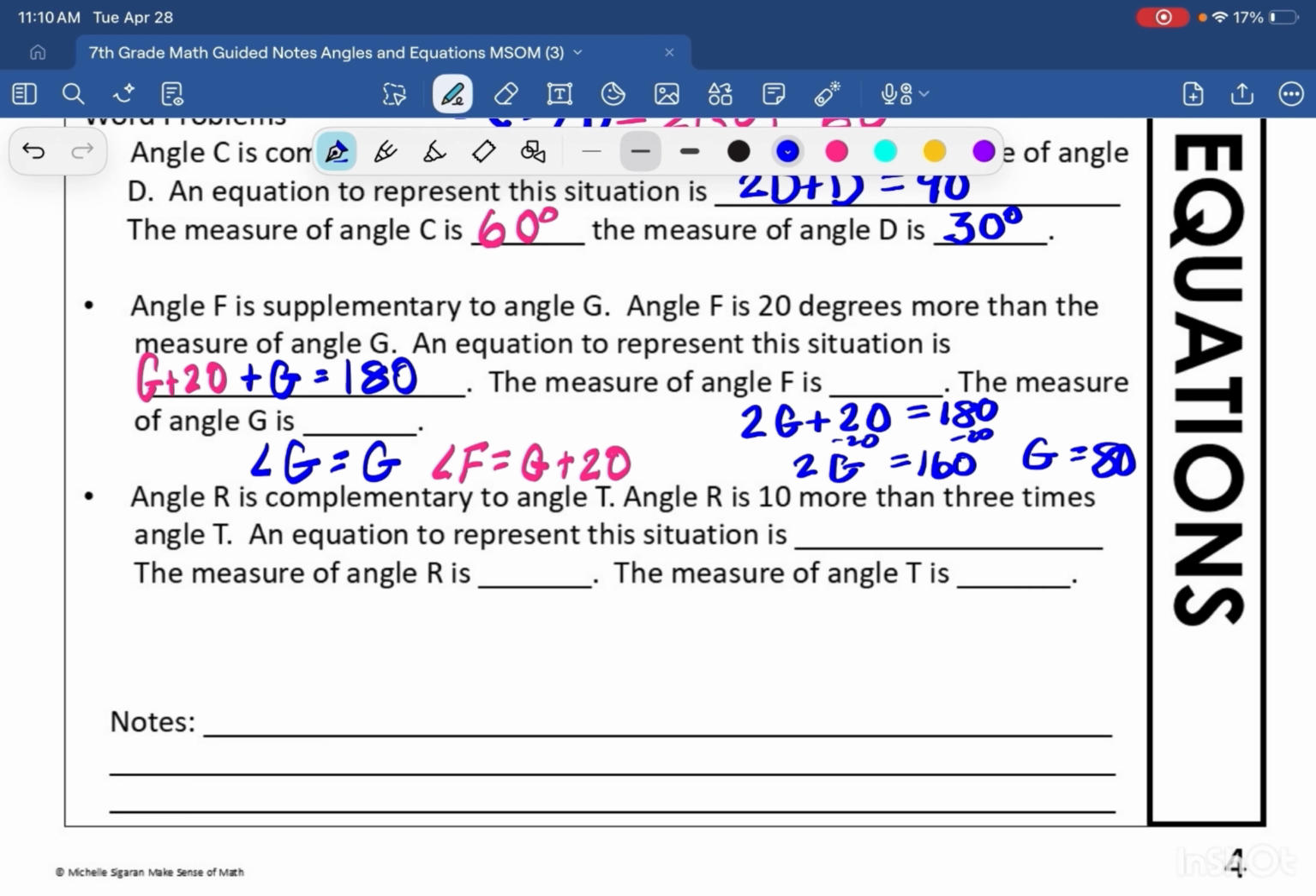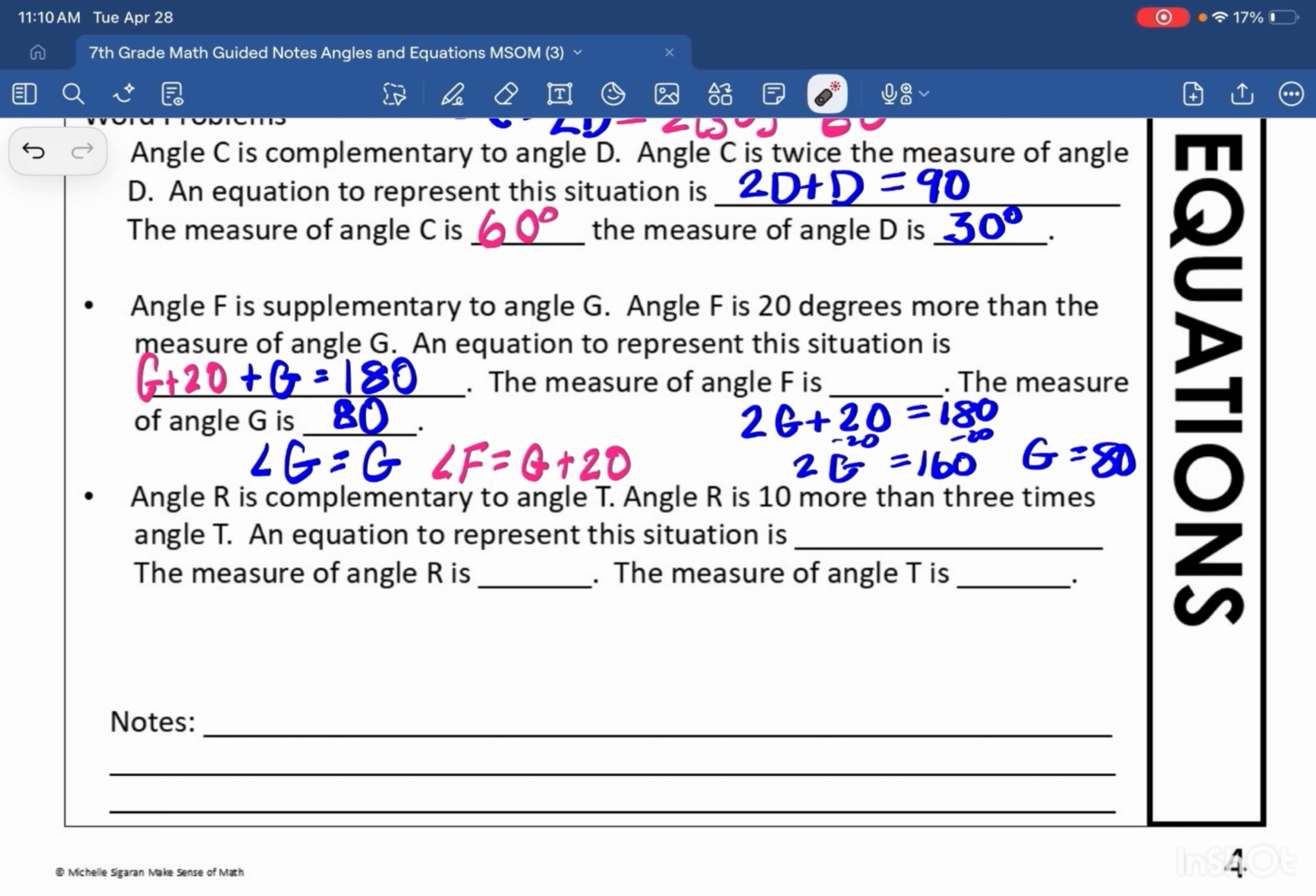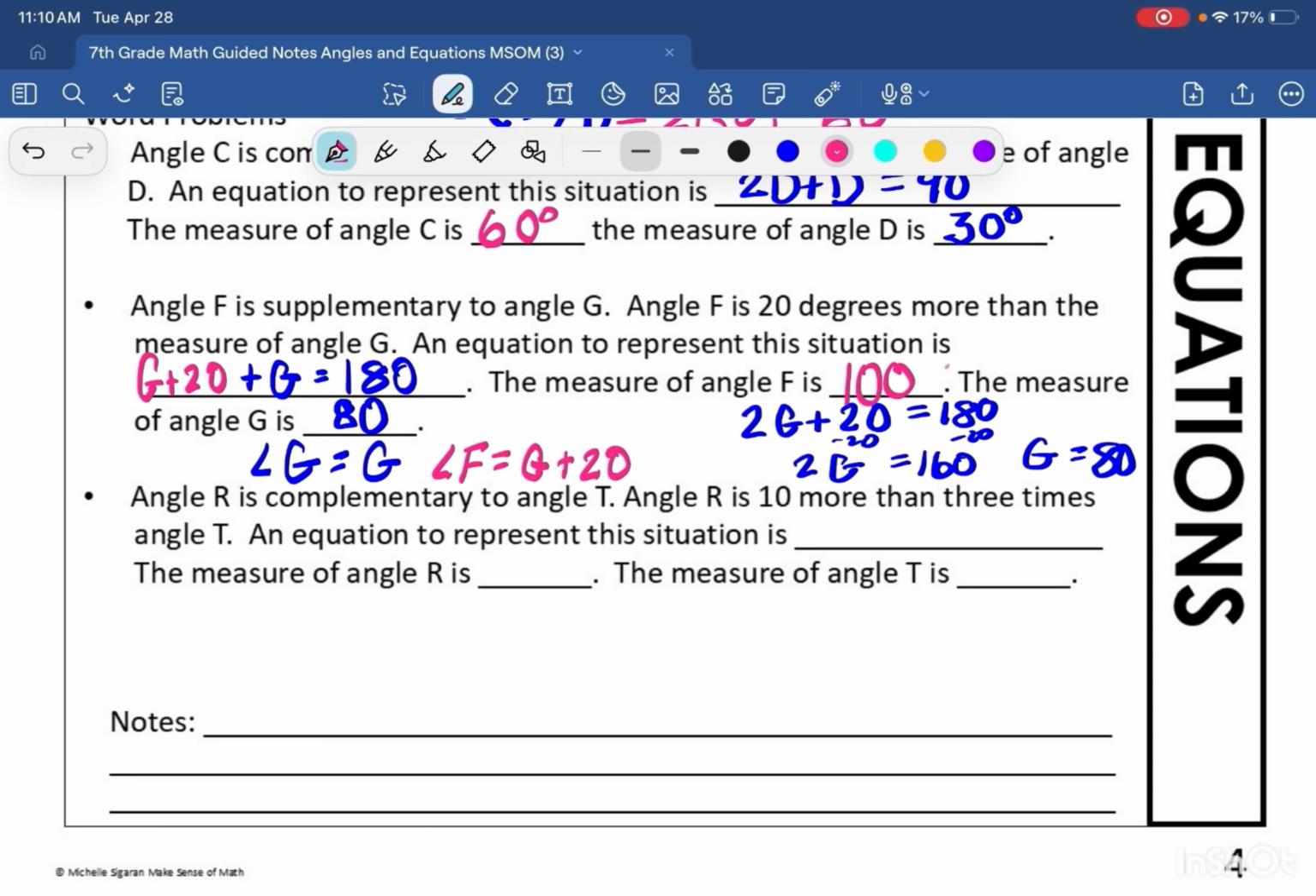Okay, let's write that down here. G equals 80. Now measure F is G plus 20, so 80 plus 20, right, is going to give me 100. And I can check my work here. 180 is giving me 180, so that's supplementary. Angle F, which is 100, is 20 degrees more than G, which is 80. So that works out great.